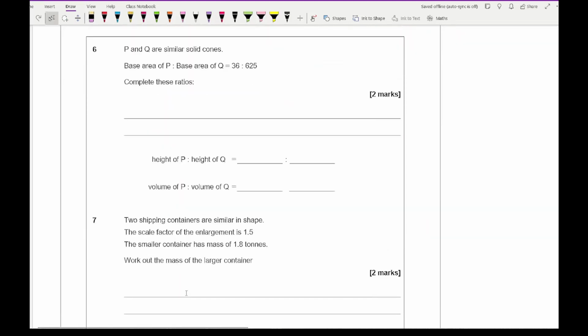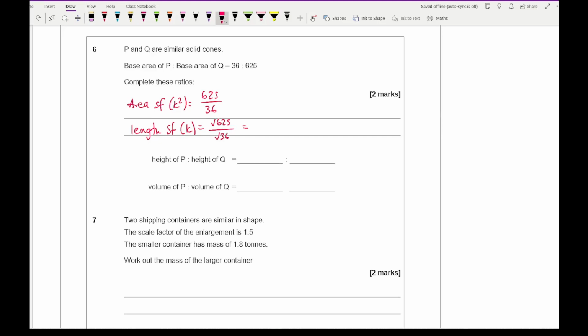Then moving on to question 6, it says P and Q are similar solid cones. The base area of P to the area of Q is 36 to 625. Complete these ratios. So here we know that the area scale factor, which is k squared, is going to be equal to 625 over 36. So then to work out the length scale factor, which is k, I need to square root both those two numbers.